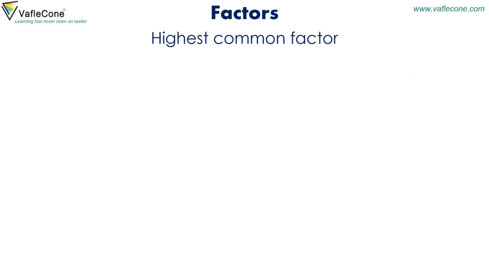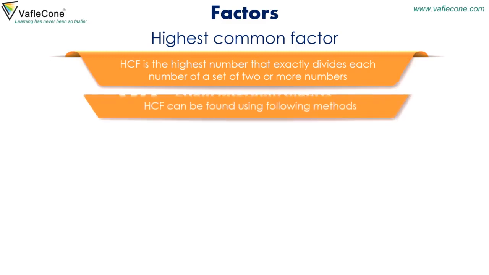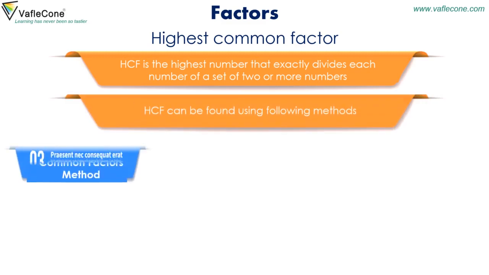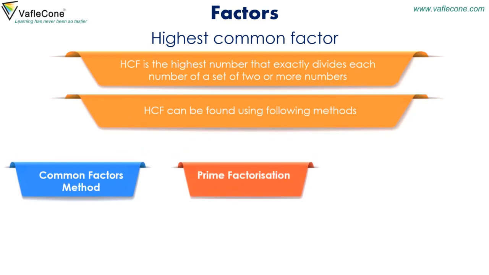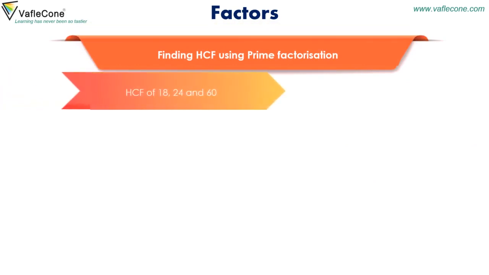Highest common factor. The highest common factor exactly divides each number of a set of two or more numbers. HCF can be found using the following methods: common factor method, prime factorization, long division. Finding HCF using prime factorization. HCF of 18, 24 and 60.